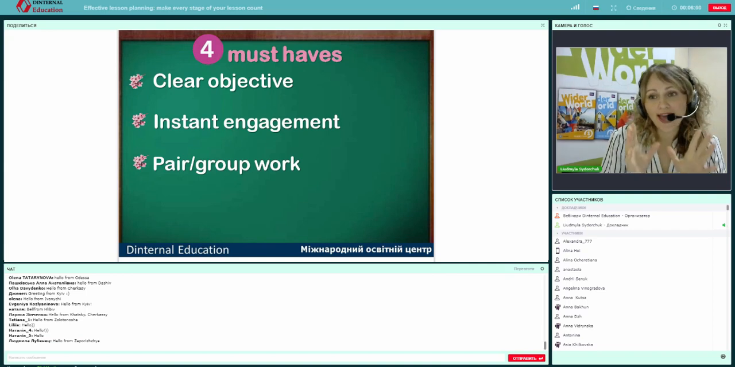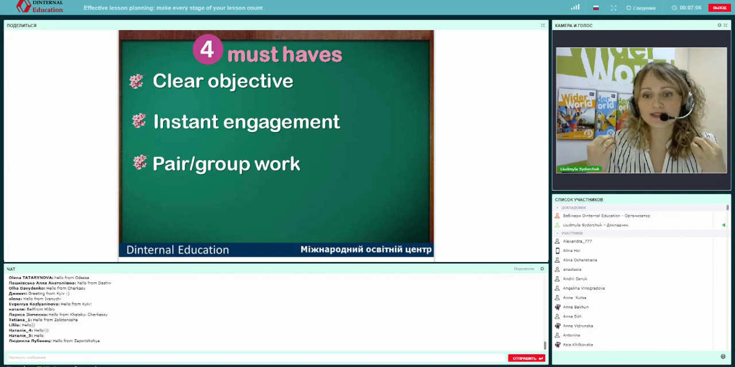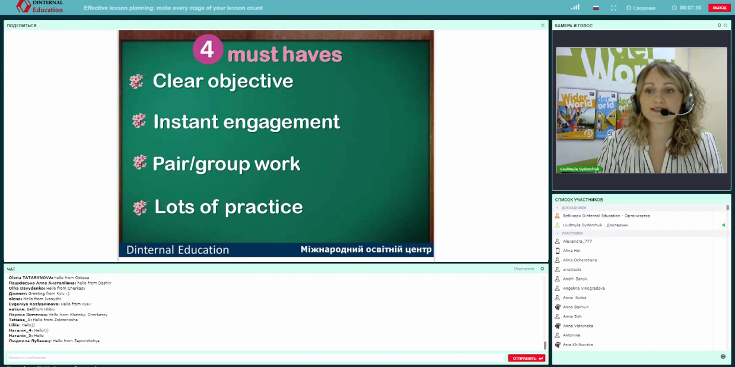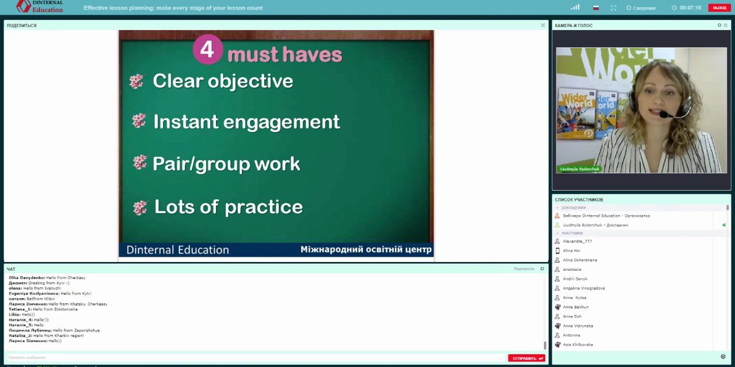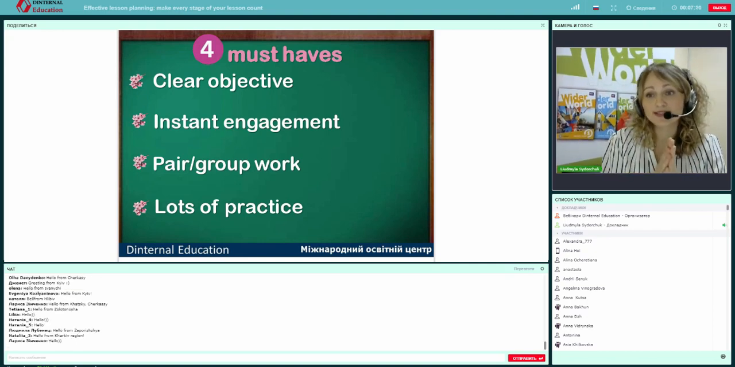Okay, and the fourth must-have, which I will use in my webinar today, is of course a lot of practice. So as you all know, practice makes perfect. So the more practice, the better. So less theory, but more and more practical activities. So these are the 4 must-haves, and we'll see how it works in today's webinar.